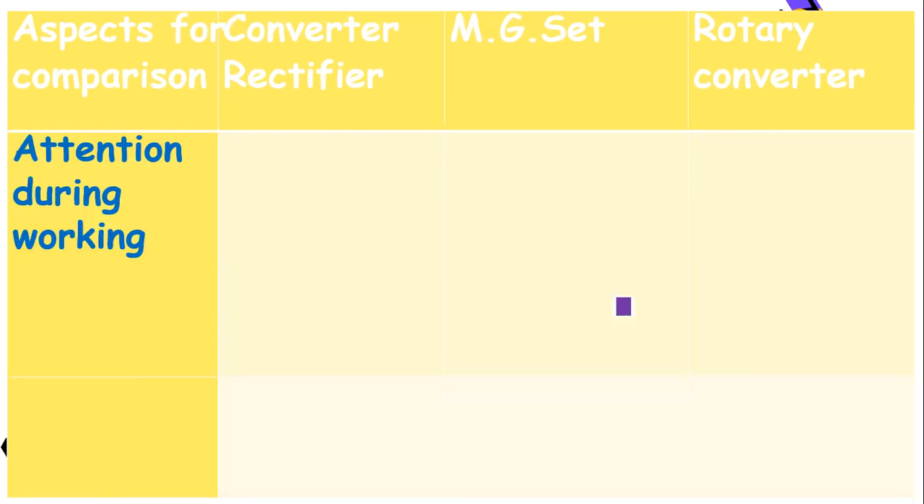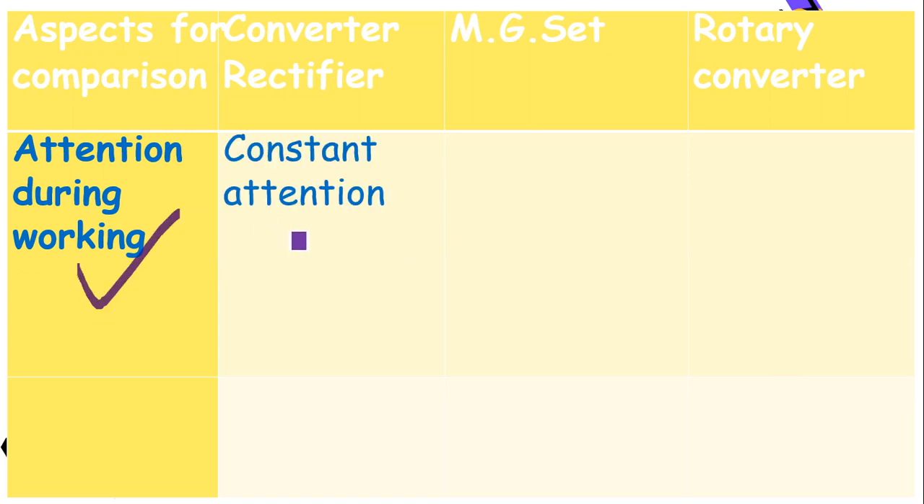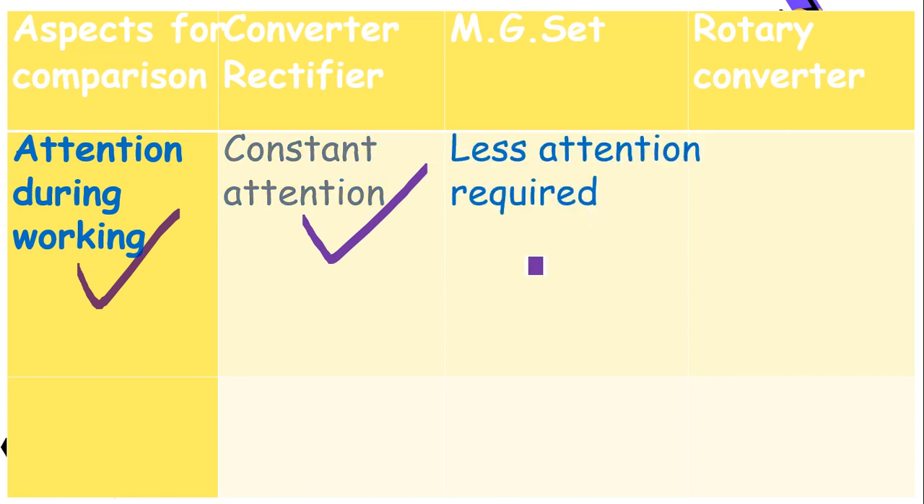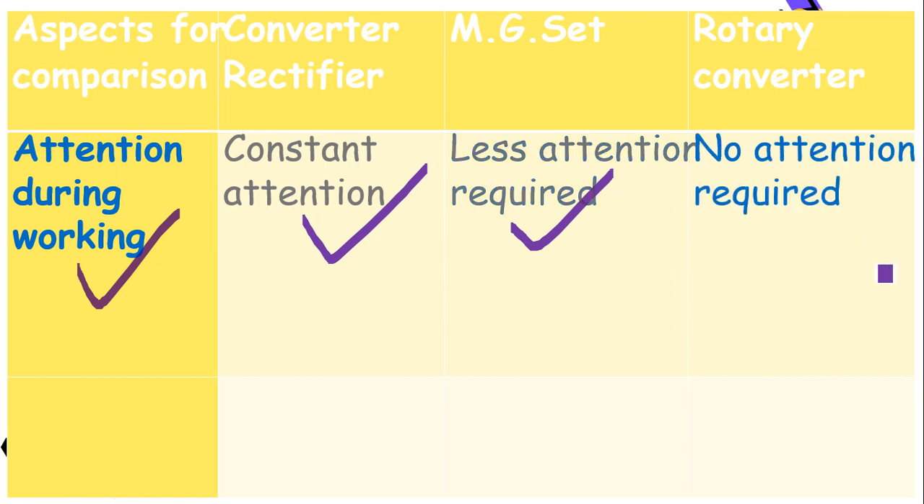And the next point of comparison is attention, how much attention is required during working. The rectifier requires constant attention for its various parameters, and the MG set comparatively requires less attention. Once installed, the user need not check all parameters, heat, and everything all the time, it will work well. And the rotary converter, on the other hand, at least theoretically, requires no attention during working.